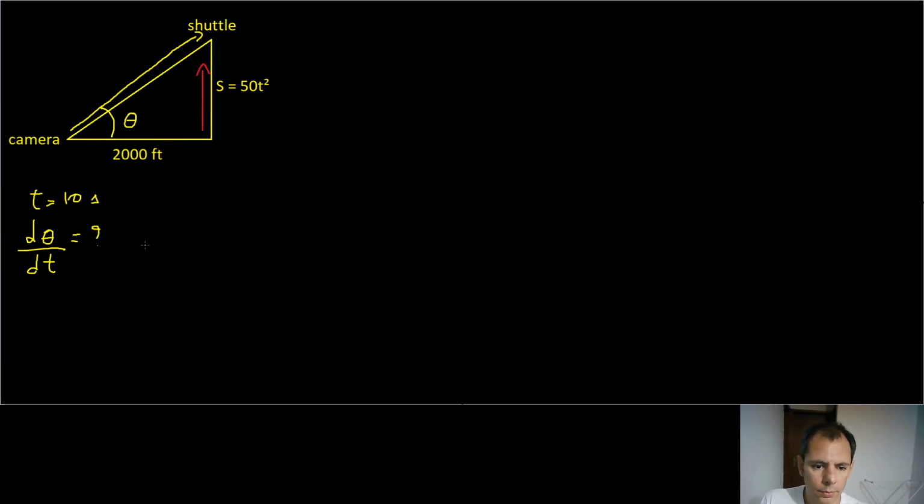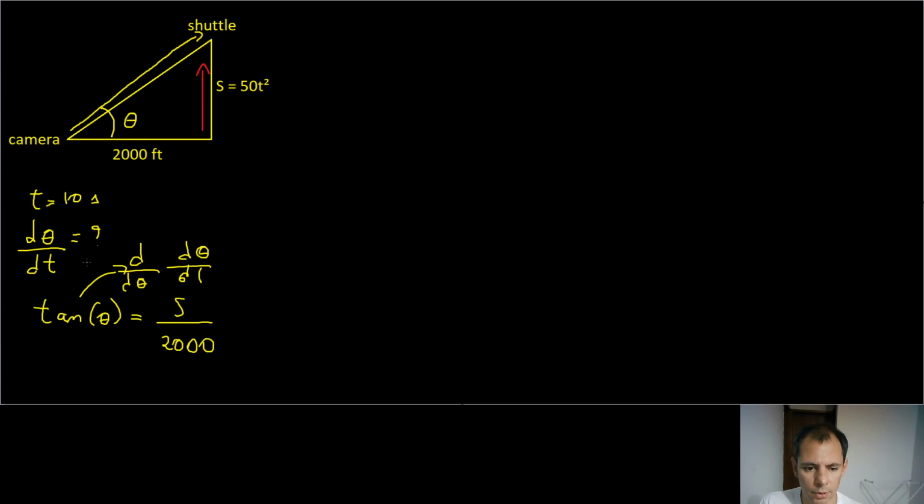So we have here the formula that relates these two. It's the tangent of theta equals s divided by 2,000, right? And now all we gotta do is to differentiate both sides with respect to the time, okay? So what we're gonna do, remember, we gotta differentiate this thing here with respect to theta, okay? We gotta differentiate this stuff with respect to theta and d theta dt, which is what we want. This is just implicit differentiation and the chain rule.